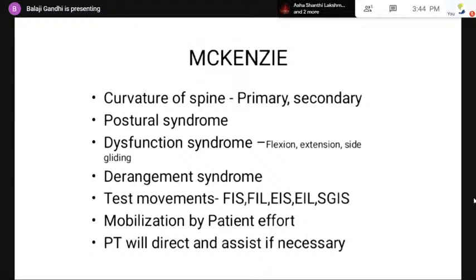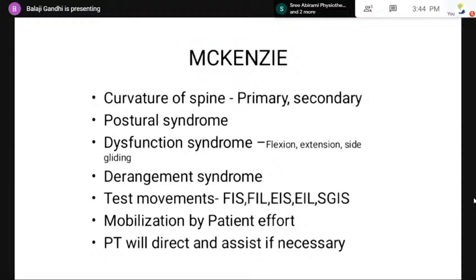Dysfunction syndrome: if the posture continues for a longer period, it makes the tissue undergo adaptive changes. Commonly, this is adaptive shortening of the tissue. Afterward, when you try to bring the joint back to the neutral position, the tissue will not allow that joint to move. This is dysfunction syndrome.